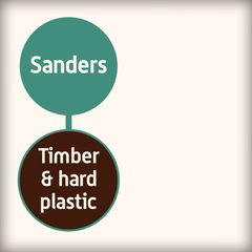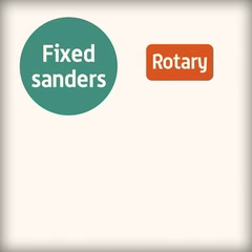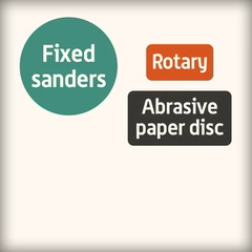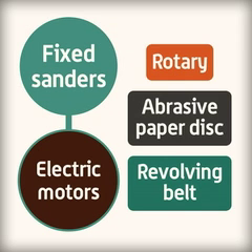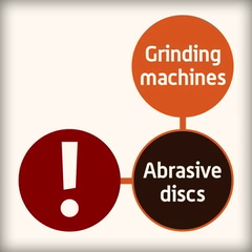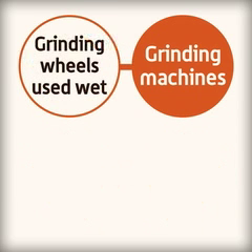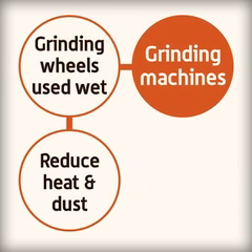Sanders are used for timbers or hard plastics, and linishes are sanders for metals. Fixed sanders can be rotary, use an abrasive paper disc, or use a revolving belt that's powered by electric motors. Grinding machines are similar but use abrasive discs. These are very dangerous as the discs can shatter if misused. The grinding wheels are often used wet to reduce heat and dust.